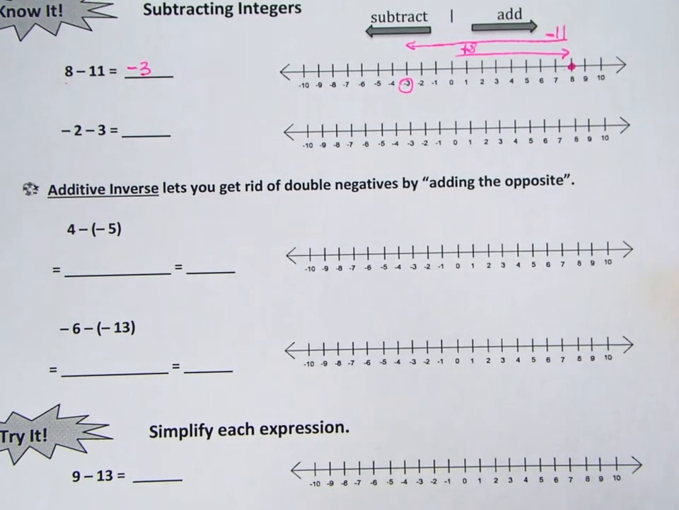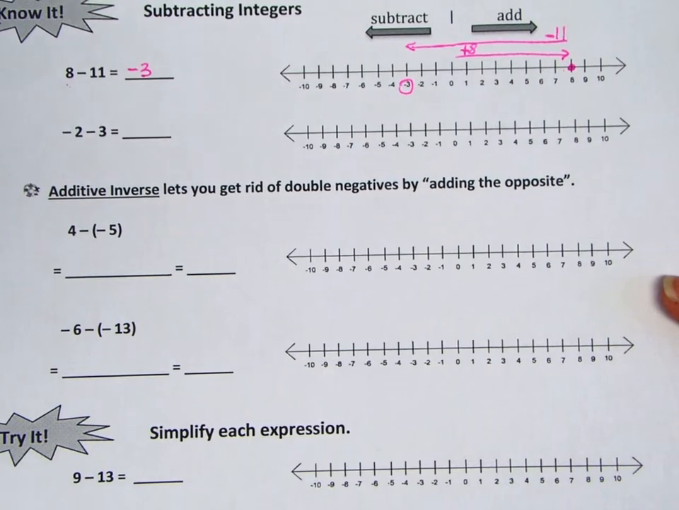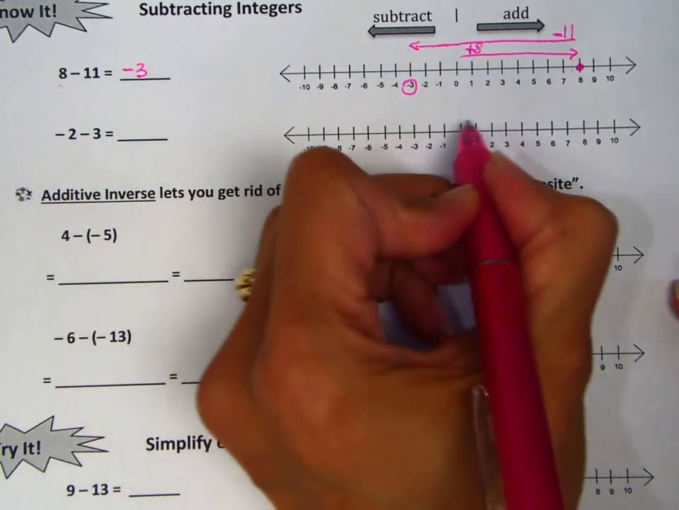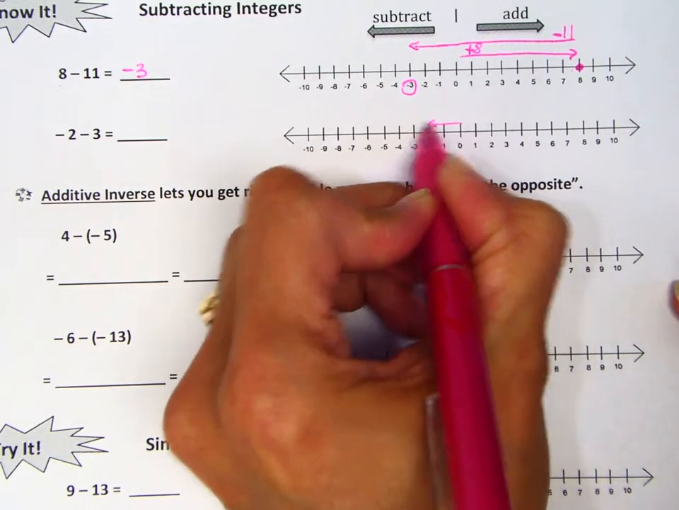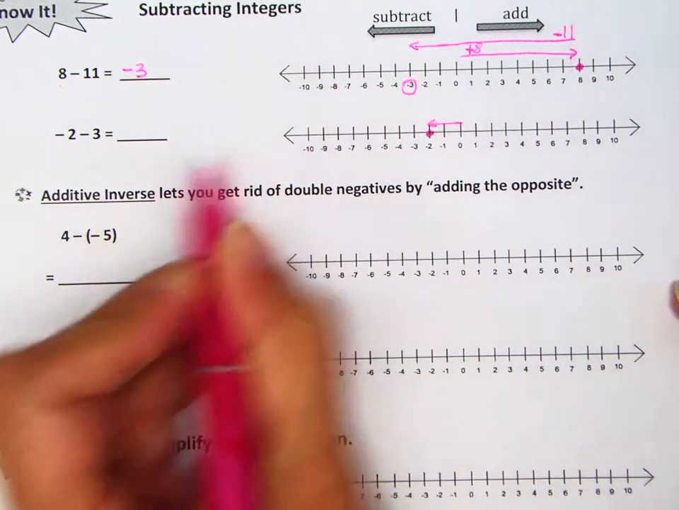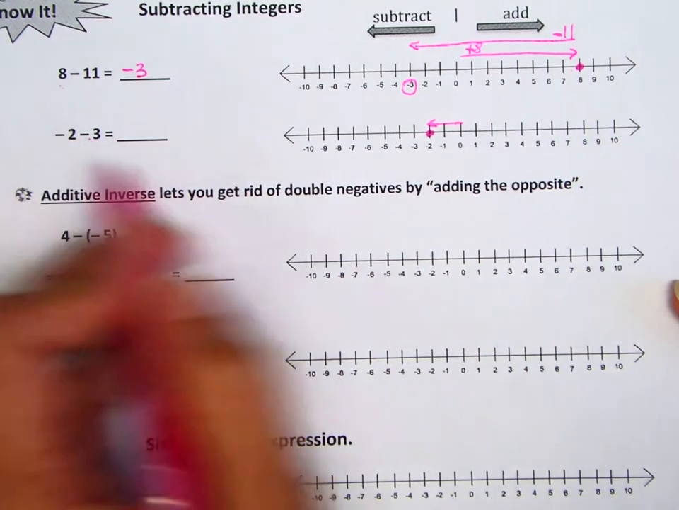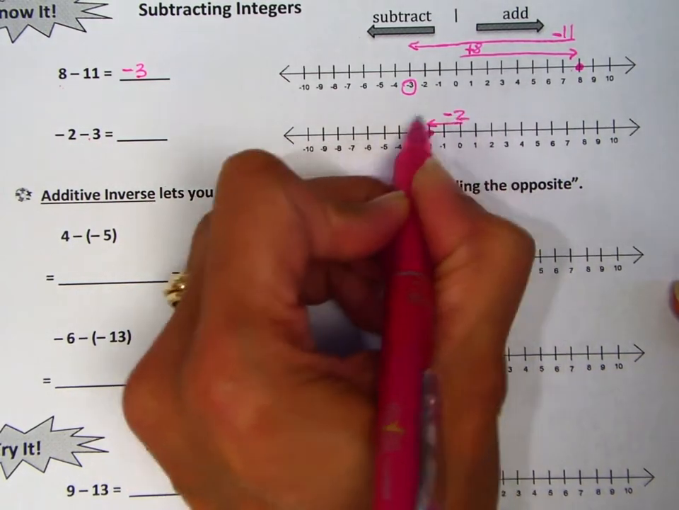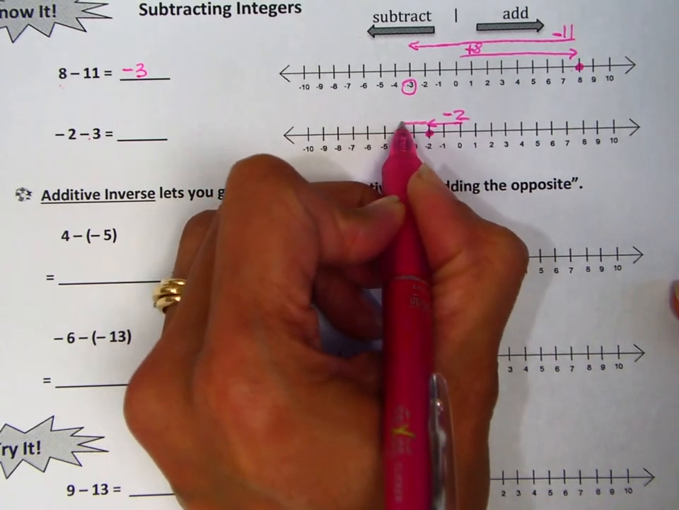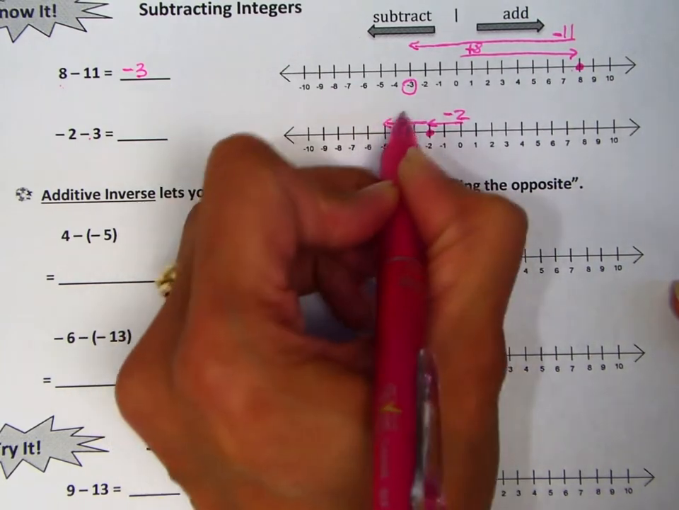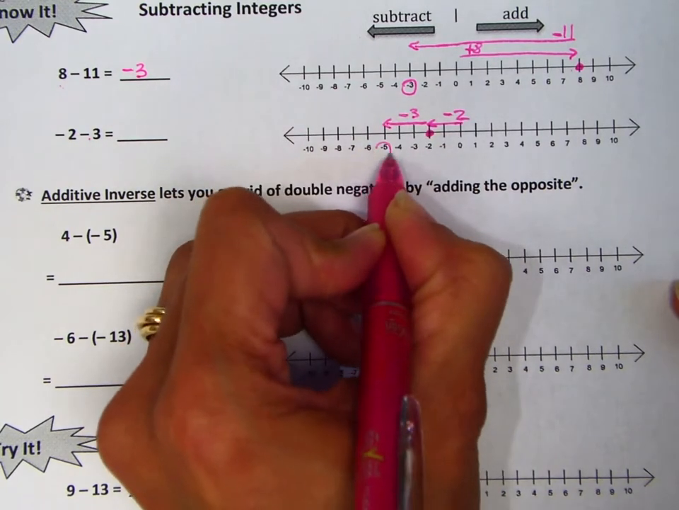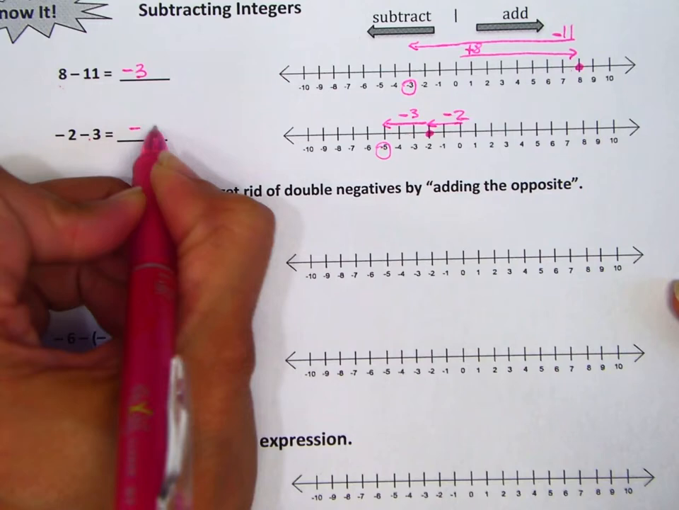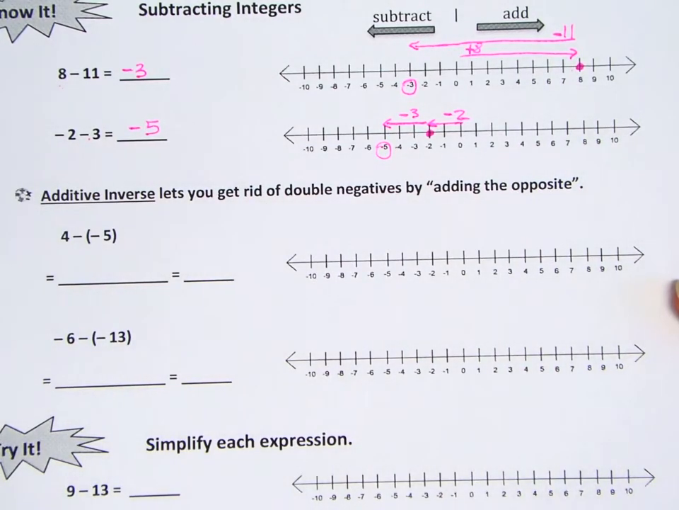Let's try it with a negative integer. So we have a negative 2 minus a 3. So let's start by moving to negative 2, graph our point, and we want to subtract 3. Subtracting moves left, so I'm going to move left 3. 1, 2, 3. And I end up at negative 5. So negative 2 minus 3 is negative 5.